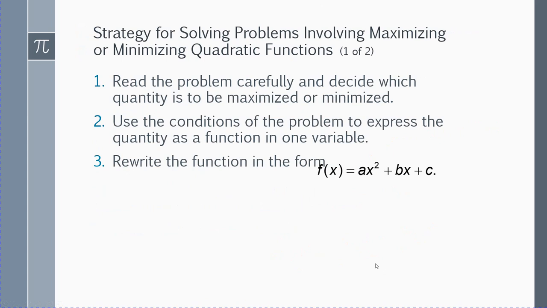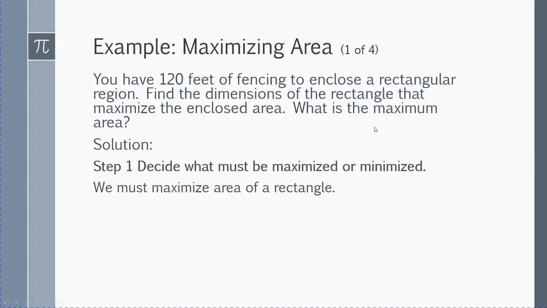Now let's end by doing a word problem. Okay, so this is talking about strategies for solving problems involving maximum and minimum quadratic functions. So these can be a bit tricky. So the first thing you're going to do is read the problem carefully and decide which quantity is being maximized or minimized. Okay, so the problem I have next will say, maximize the area. So okay, so I want to find a max somehow.